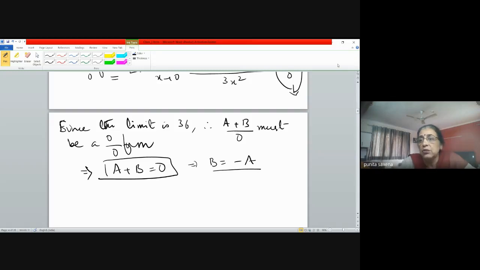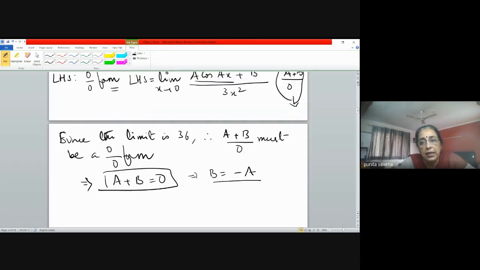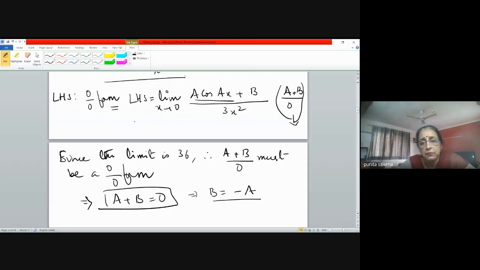Okay. So if using this condition that a plus b is 0, we get one relationship between a and b. Okay. But since there are two unknown constants, we need one more relation. Okay. And we are assuming that this relation holds good between a and b. That means we are assuming that a plus b is also 0. So we are assuming that this is nothing but a 0 by 0 form. So if it is a 0 by 0 form, that means we can apply the L'Hopital's rule once again.